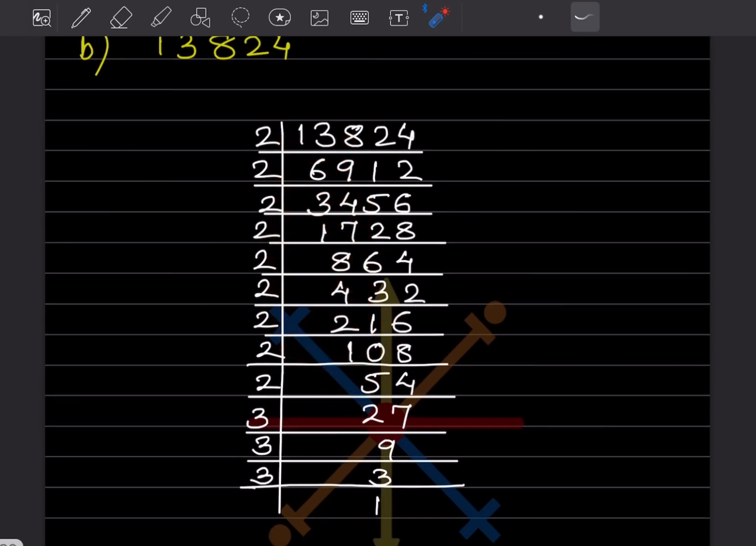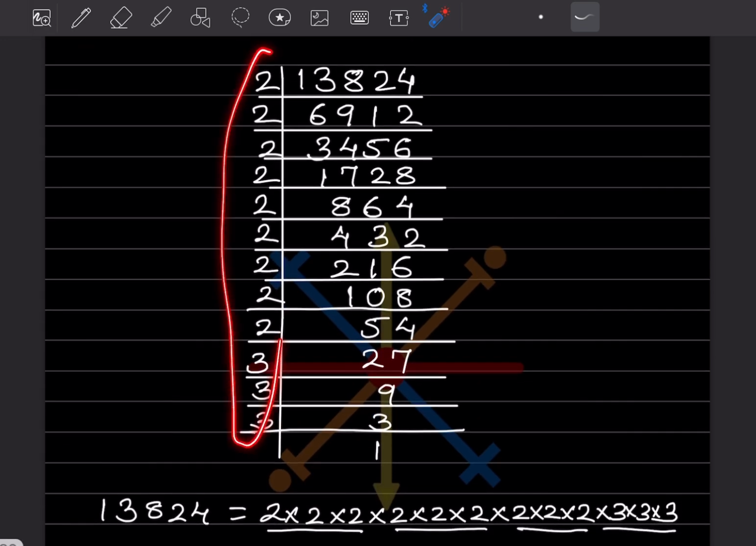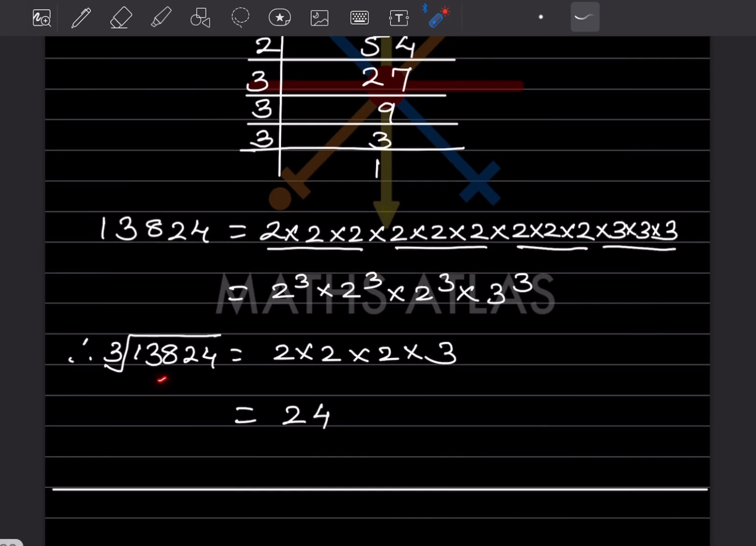Now here, 13824. Again, we'll go with 2s. Now this is possible with 3. So now these are all the factors of it. So for 13824, we'll write all these factors here. Now we'll make groups of 3 of the same number. So 2 cube, now this is again 2 cube, and this is also 2 cube, and this is 3 cube. So when you take the cube root of that, we'll just take the base of it. So this 2.